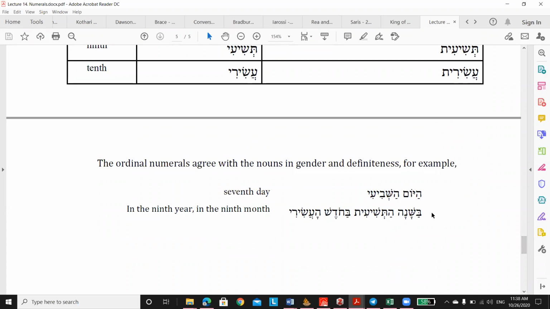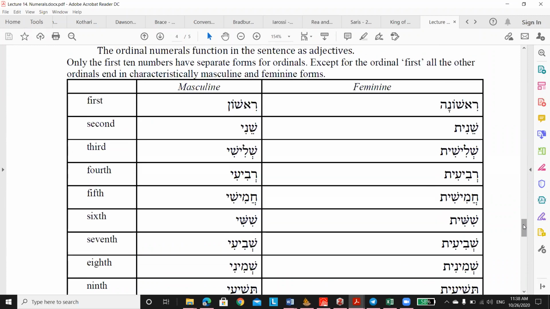What we also should remember: only the first 10 have an ordinal form. Everything else does not have. For example, if I want to say 31st, I would say Shloshim rishon. So Shloshim would be cardinal and Rishon would be ordinal. So this is not a problem at all. It's very easy.